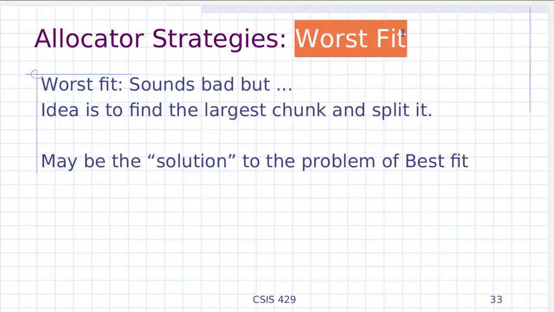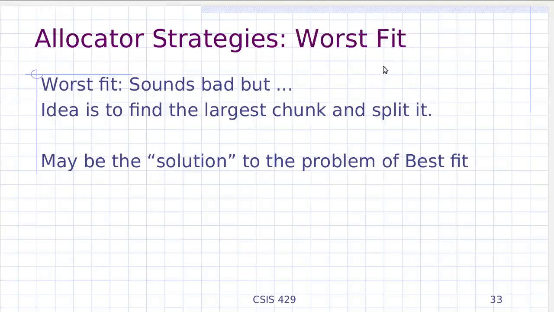One of the second last ones we look at is called worst fit. The name actually sounds not so great, but the idea is to find the largest chunk and then split it. It turns out this can be the solution to the problem of best fit. In best fit you end up with a lot of little tiny fragments left over. Worst fit may fix those, because it takes the biggest chunk and splits that, and now you have the biggest chunk left over. You don't have small chunks left over, you have big chunks. So it turns out that does work sometimes.